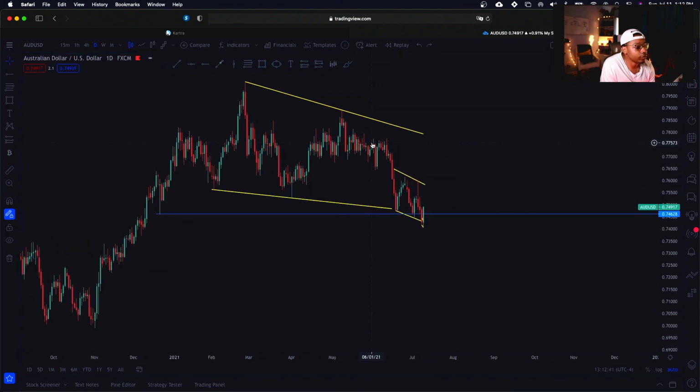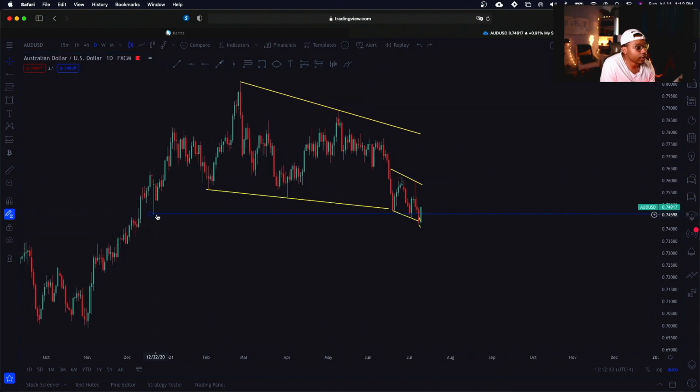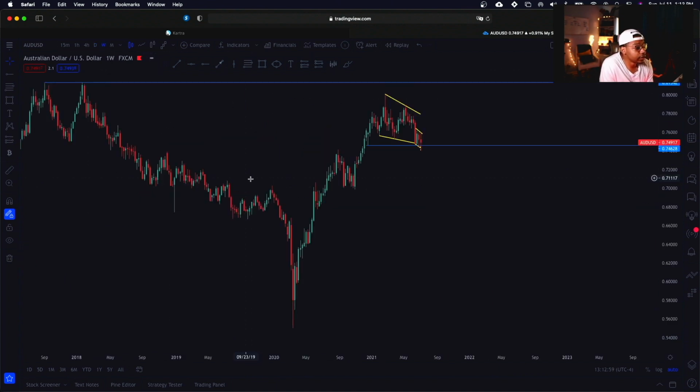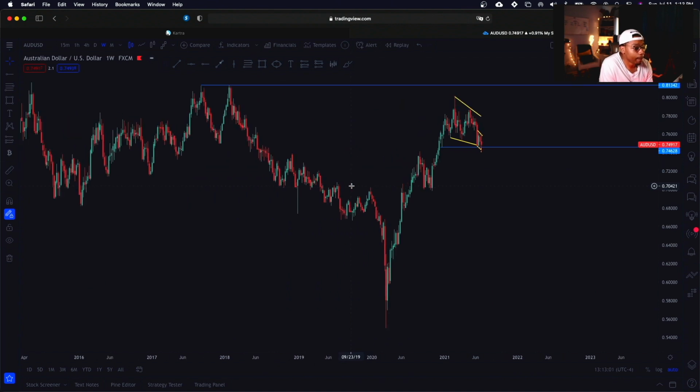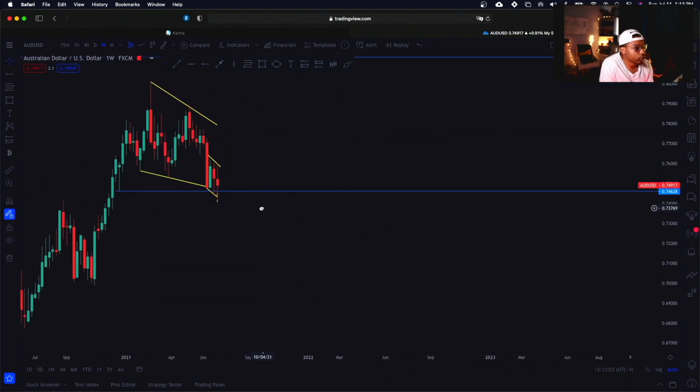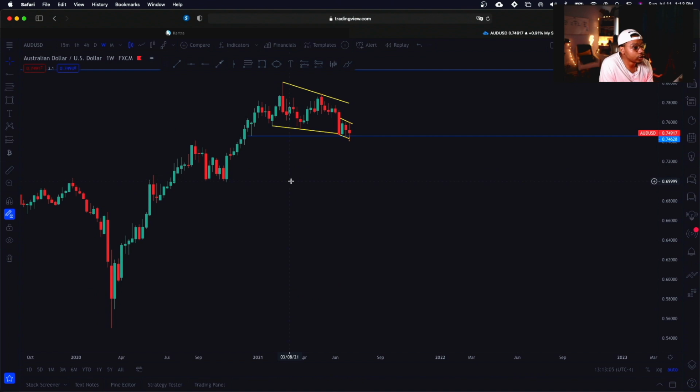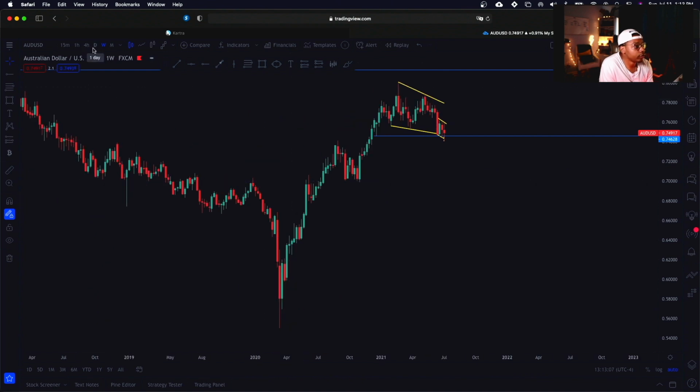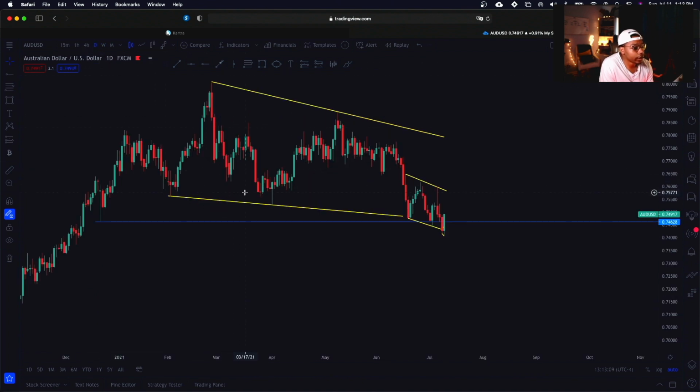My second confluence is that we're at a nice low here, a nice zone, a nice support level where price can reverse. Another confluence is a pattern. On the grand scheme of things, this is what you would call a bullish flag / descending channel. On the weekly, it looks like a bullish flag. On the daily and the 4 hour, this looks like a descending channel.